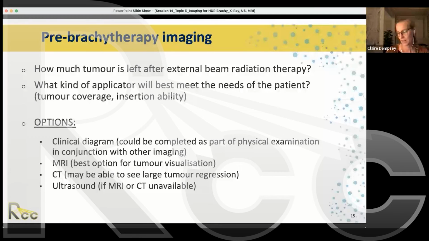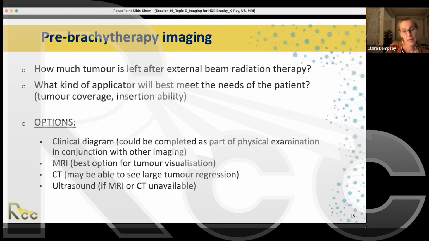If your patient has a very large bulky tumor that hasn't responded well to external beam radiation, maybe you're not going to get an applicator inside the patient anyway, and brachytherapy might not be an option for them, and they may have to have more external beam. So again, just that image that you can get of your patient after external beam or close to the end of external beam is really helpful in then planning how you're going to attack the rest of the tumor for the brachytherapy phase. And there are different options you can have for pre-brachytherapy imaging.